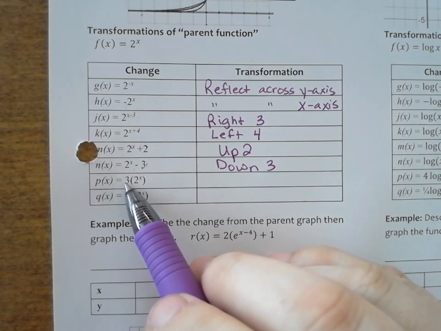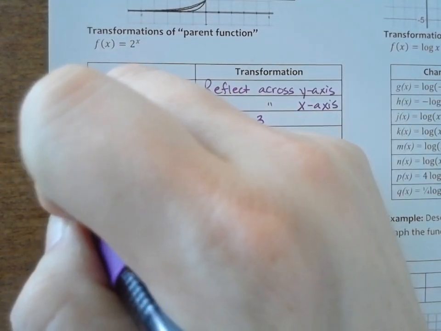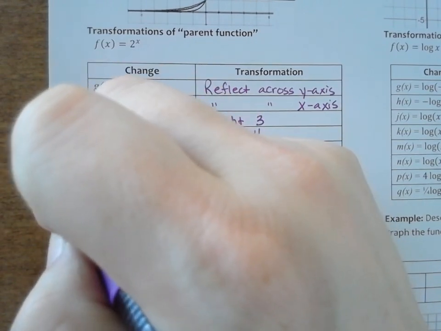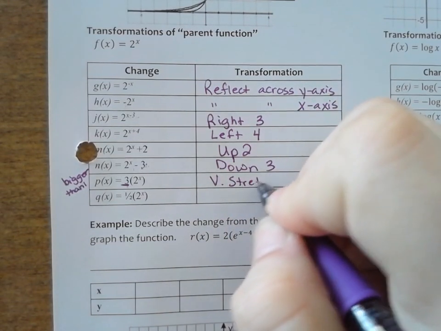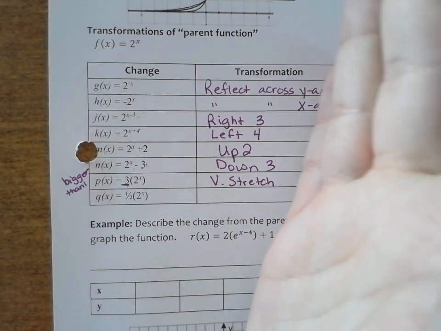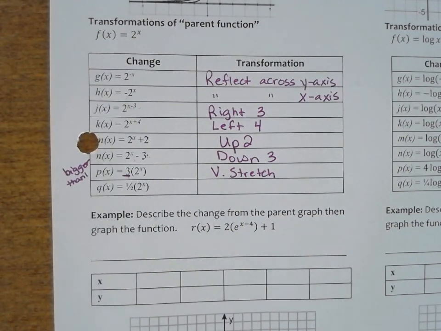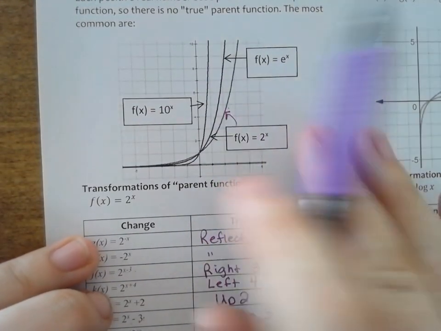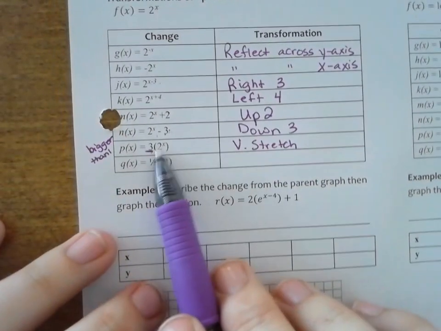If we multiply out front by a number, notice that this 3 is bigger than 1. That is where you're going to have a vertical stretch. Okay, and that's going to be a thinner graph. It's going to grow faster. You can think of that as being a thinner graph. Just like with quadratics, remember the bigger the number, the closer to the y-axis it got, or the skinnier it got. Same thing with that vertical stretch out front.